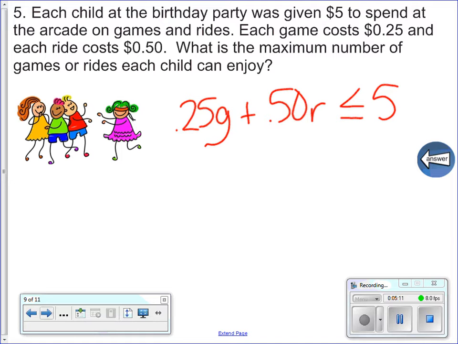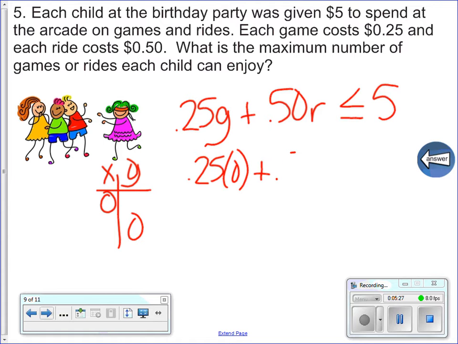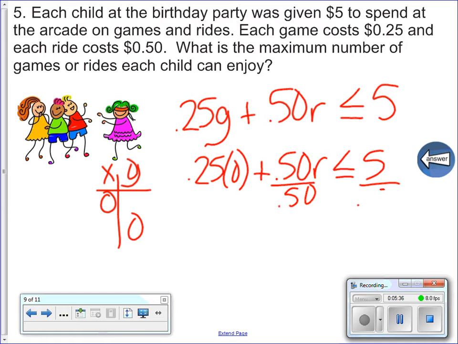So what I would do is say, okay, if my maximums are, if we have 0 games or 0 rides. So if I plug in 0 for games, 0.25 times 0 plus 0.5r is less than or equal to 5. So I'll divide both sides by 0.5 and get r is less than or equal to 10. So if they don't play any games, they can ride 10 rides.